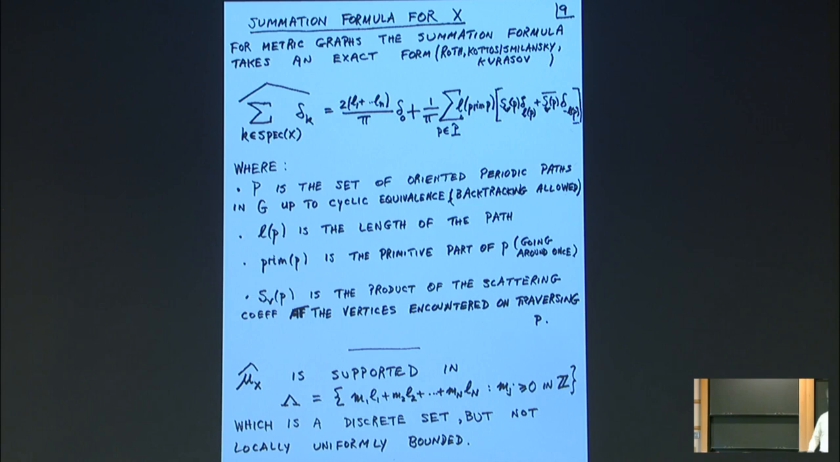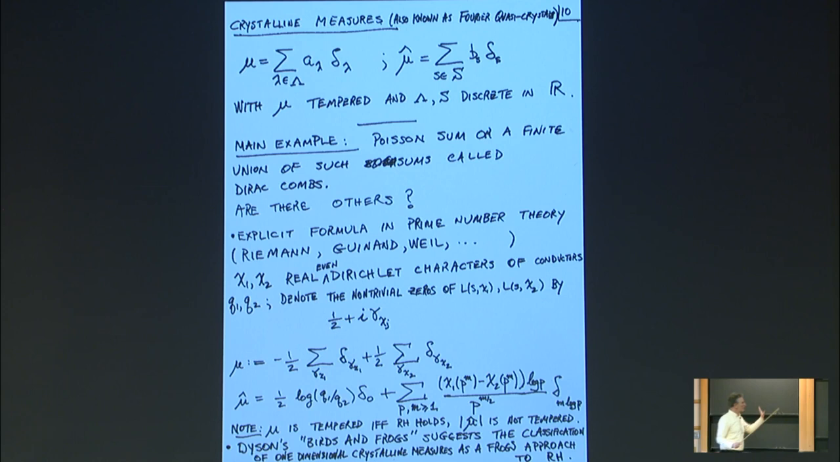All right, so what's a crystalline measure? Formal definition: any measure which is the sum of delta masses whose Fourier transform is the sum of delta masses, which seems like that should never happen, and they're both discrete, is called a crystalline measure, if you can talk about the Fourier transform. So at least one of them has to be tempered. So mu is tempered, say, then mu hat by definition is tempered, and that is the definition of a crystalline measure.